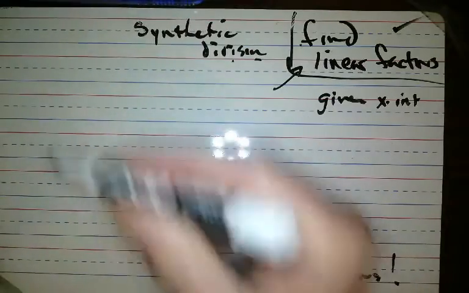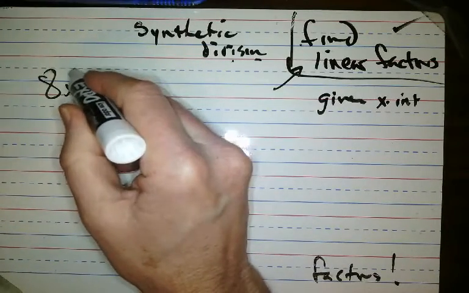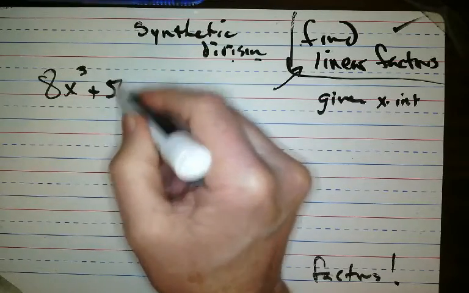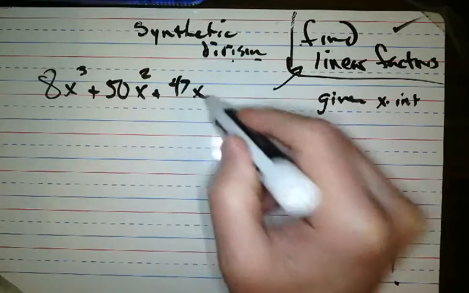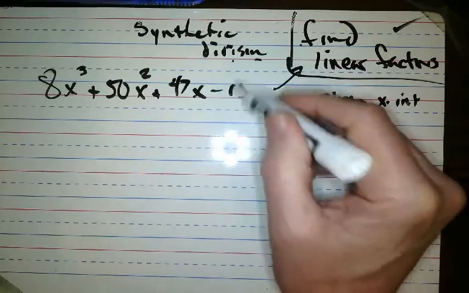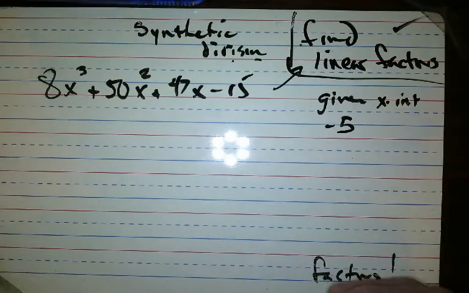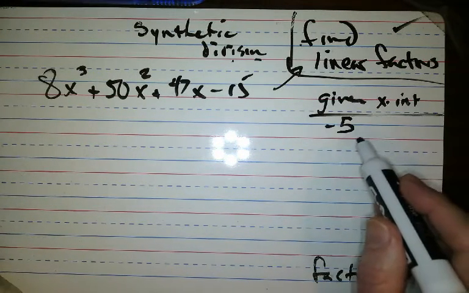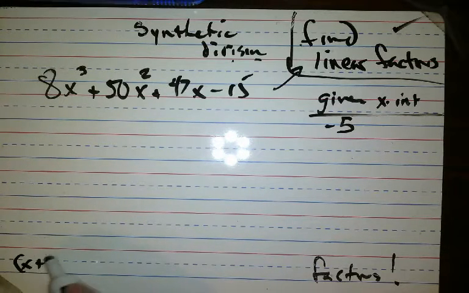Here we go. Let's try 8x to the third plus 50x squared plus 47x minus 15. And we're going to be given one x-intercept is -5. So if I'm given an x-intercept, that means I already know one of the factors is going to be x plus 5, right? But I have to find all three factors.